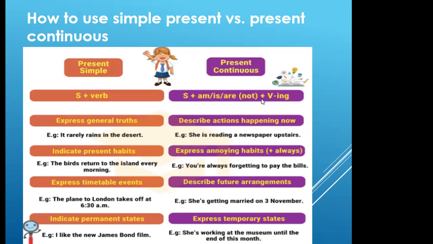Si el presente simple expresa verdades o generalidades, el presente continuo describe actions happening now. El presente continuo nos describe acciones que están pasando en este preciso momento. Por ejemplo, she is reading a newspaper upstairs. Ella lo está haciendo en este momento. I am paying attention. I'm listening to the teacher. I am writing a report.